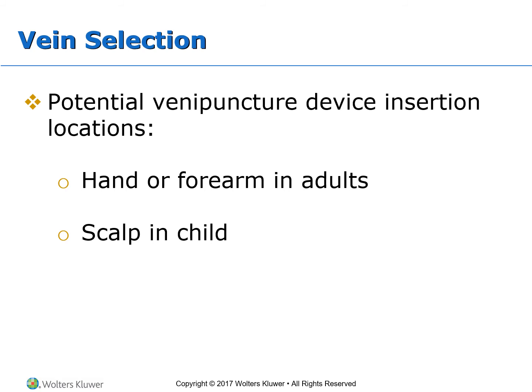Vein selection. The veins in the hand and forearm are most commonly used for inserting a venipuncture device. See Figure 16.14. Scalp veins are used for infants and small children. Once the general site is selected, the nurse applies a tourniquet to select a specific vein. Box 16.5 identifies several techniques for promoting vein distension.